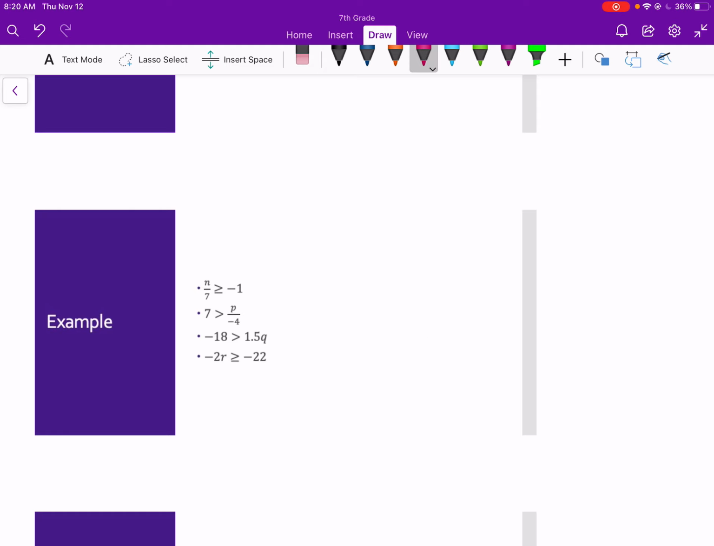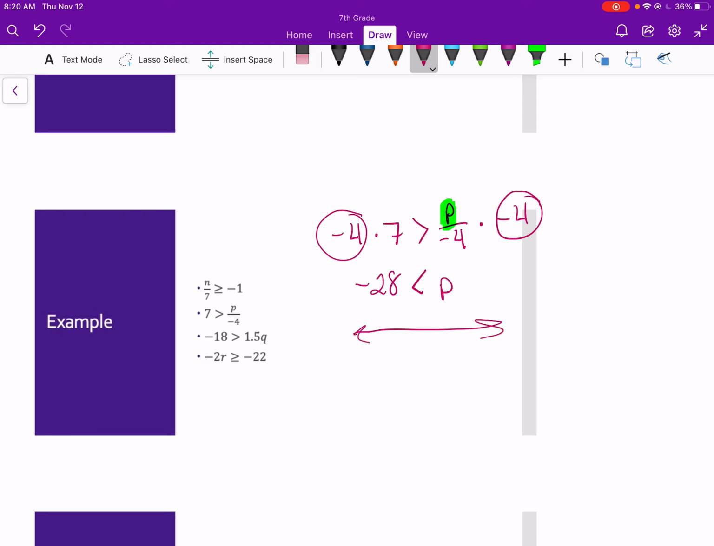Looking at the next one, we have 7 is greater than p over negative 4. Want to get p by itself, so the opposite of dividing by negative 4 is multiplying by negative 4, so I'm going to do that to both sides. Since I'm multiplying by a negative, I'm going to flip my inequality to point the other direction. So on the left side, we're going to have negative 28, and then on the right side, we're left with p.